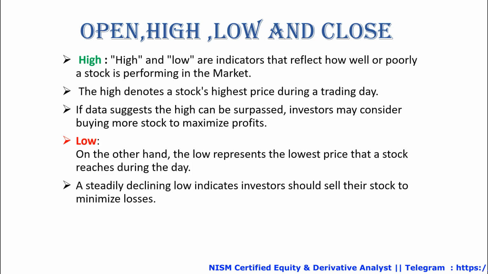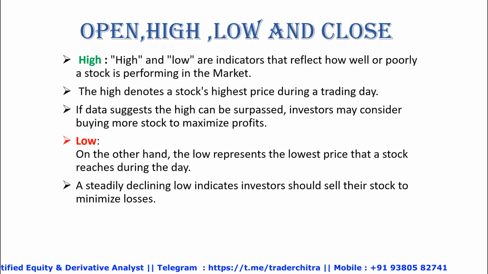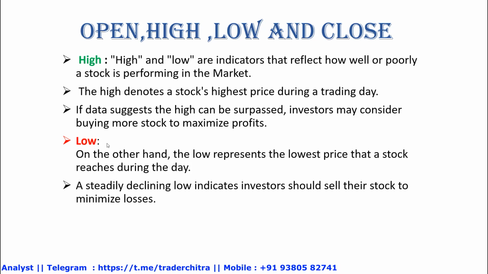So what are the high and low of the candles? High and low are indicators that reflect how well or poorly the stock is performing in the market. The high denotes a stock's highest price during the particular day, if you are looking at the daily candle. If data suggests the high can be surpassed, investors may consider buying more stock to maximize their profits. That is, if the price is above the previous day's high, it means the market is bullish, so they can enter long to maximize their profits.